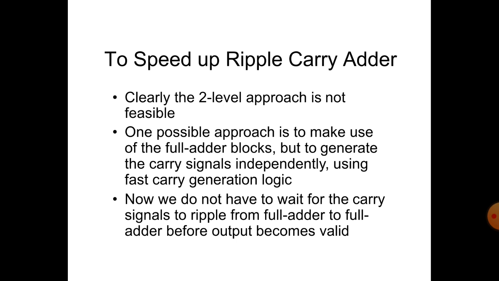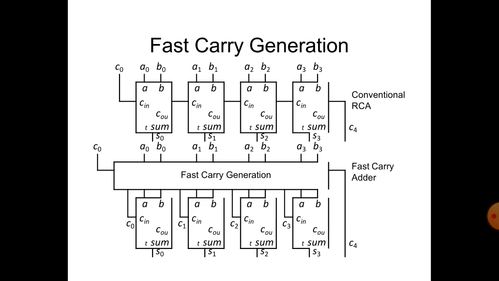And this slide clearly shows the second-level approach is not feasible. One possible approach is to make use of the full adder blocks, but to generate the carry signal independently. Using this fast carry generation logic, we don't have to wait for the carry signals to ripple from full adder to full adder before the outputs are valid.